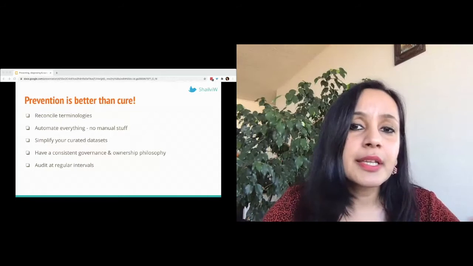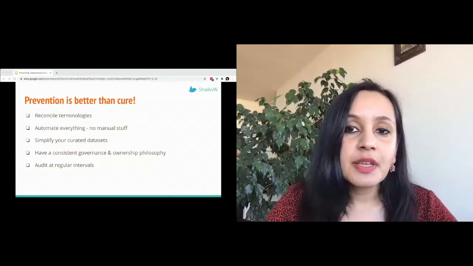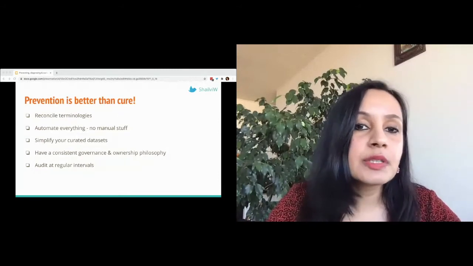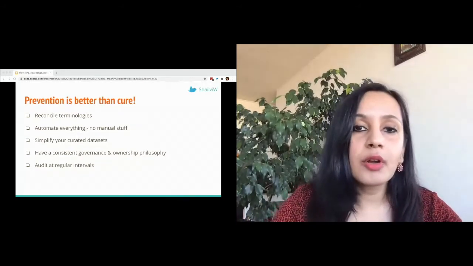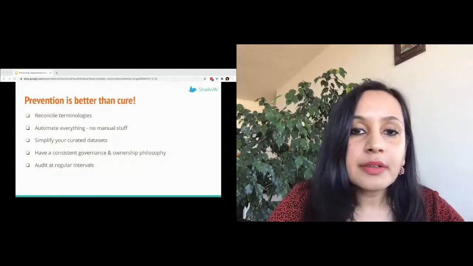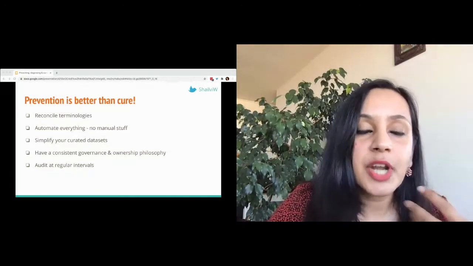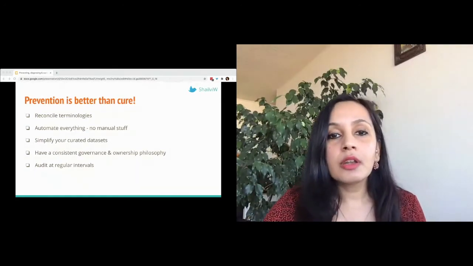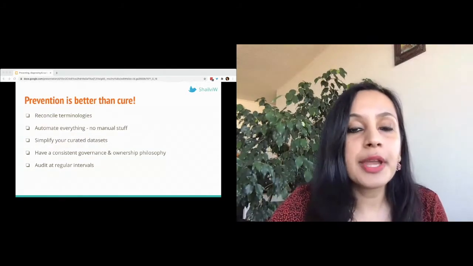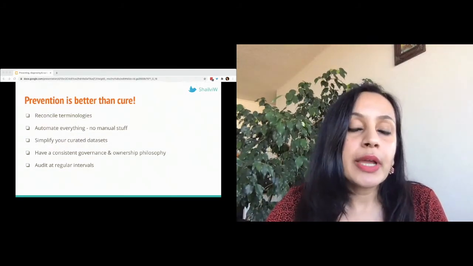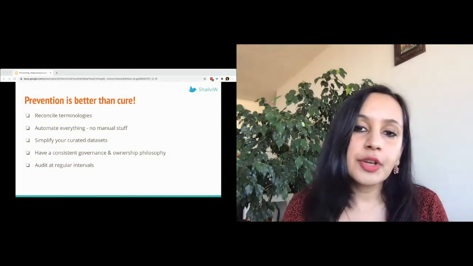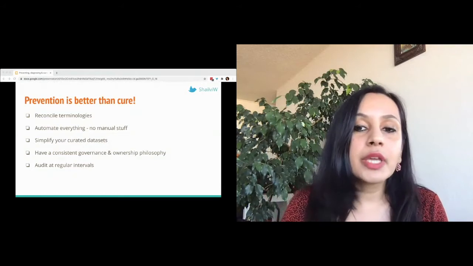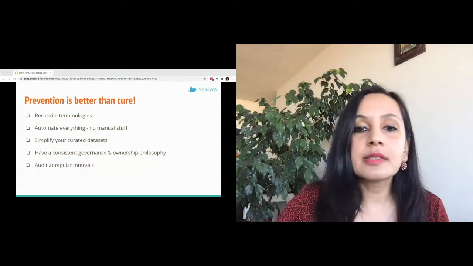So things like reconciling your terminologies, make sure everybody in the company is speaking the same language and using the same terms. That can help cut out a lot of mistakes. Automate and simplify whenever possible. Try not to do anything manual. Create an actual governance strategy early on, and that can also save you a lot of headaches at a later stage. And finally, at regular intervals, do an audit and figure out what strategies and processes are working for you, and have a way for folks to flag inconsistencies or stuff that's broken.